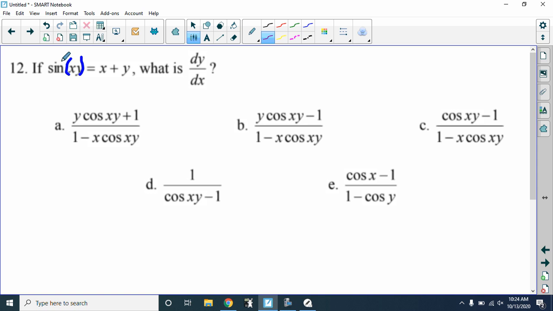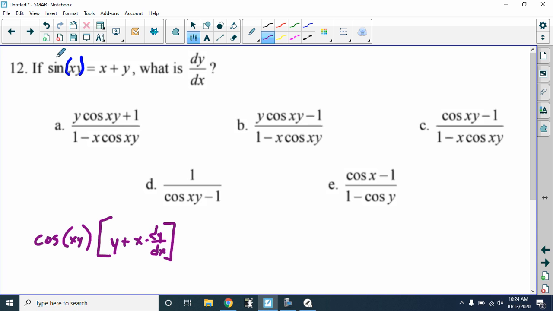To find the derivative of sine of something, the derivative of sine is cosine of xy, and then it's times the derivative of xy. Xy, x times y, is a product, so we're using the product rule. So the derivative of x times y is 1 times y, plus x times the derivative of y. And the derivative of y is dy/dx.